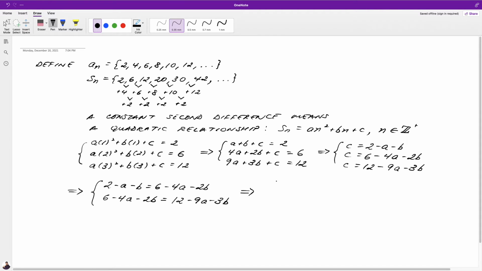Let's add 4a to both sides. Negative a plus 4a is 3a. Let's add 2b to both sides. Negative b plus 2b is going to be b. And then subtracting 2 from both sides, 6 minus 2 is 4. And then for the bottom equation, let's add 9a to both sides. Negative 4a plus 9a is 5a. Adding 3b to both sides, negative 2b plus 3b is b. And then subtracting 6 from both sides, 12 minus 6 is 6. Checking that ever so briefly.